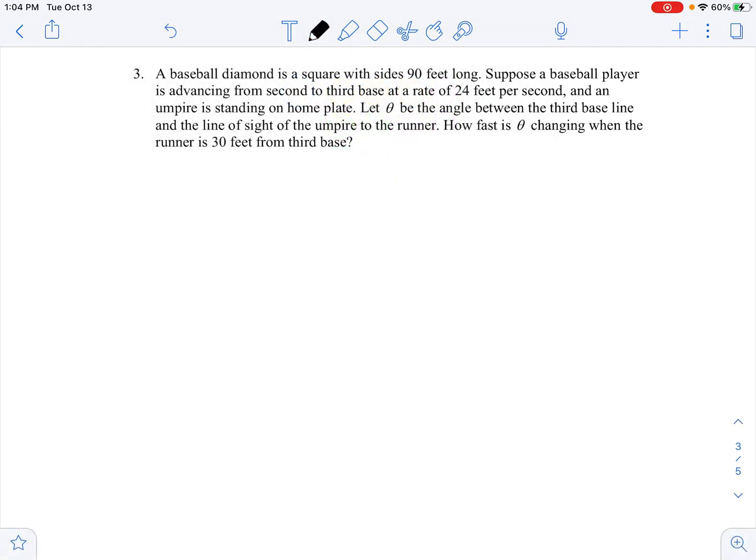A baseball diamond is a square with sides 90 feet long. Suppose a baseball player is advancing from second to third base at a rate of 24 feet per second, and an umpire is standing on home plate. Let theta be the angle between the third base line and the line of sight of the umpire to the runner. How fast is theta changing when the runner is 30 feet from third base? So again, how fast is theta changing? We want the value of d theta dt.